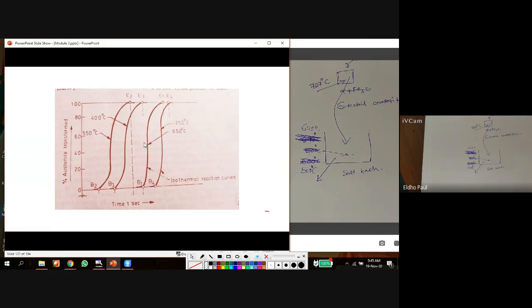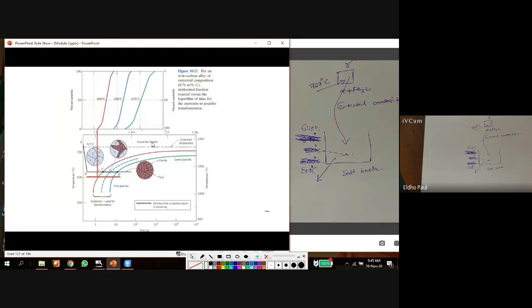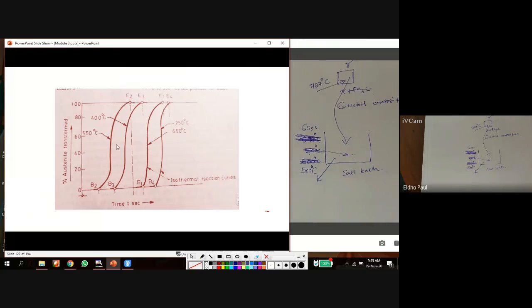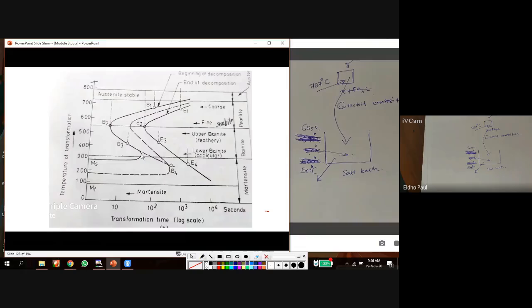So these are the different transformations, at 550, 400, 650, similar to this one. At different temperatures, 100% austenite is converted to 0% austenite, and everywhere the temperature is constant. The next solid formed is called bainite. This one is called bainite.